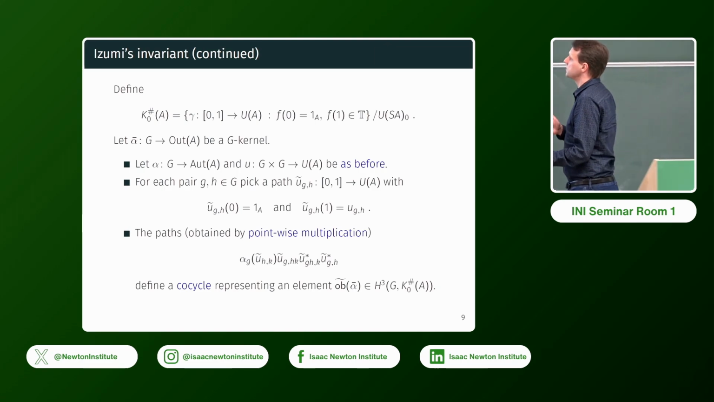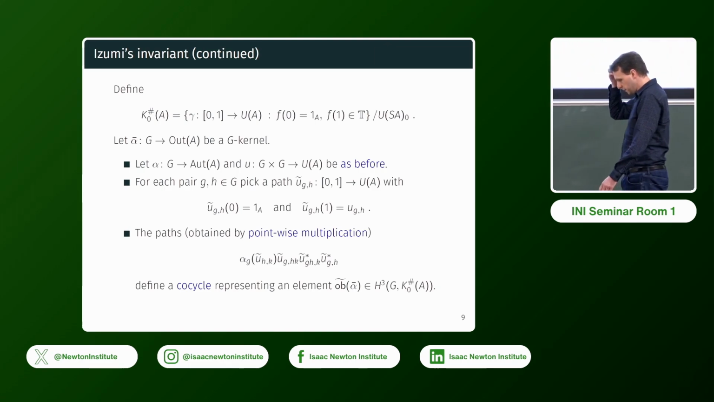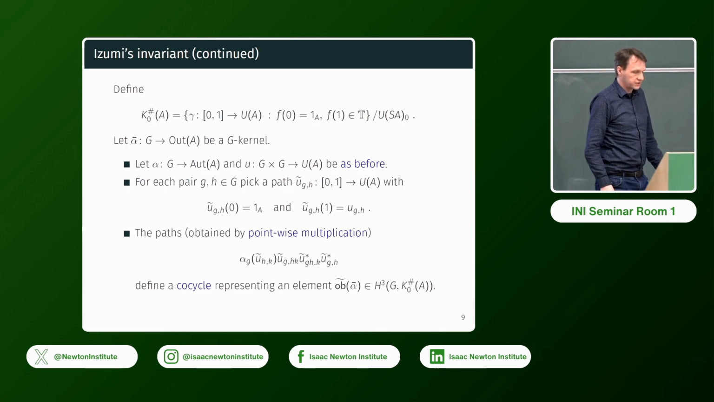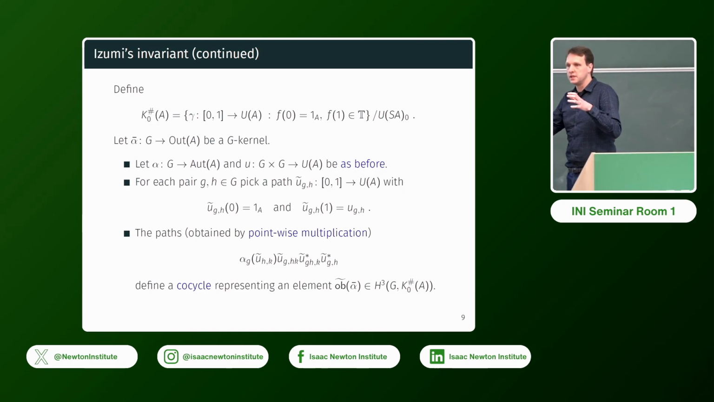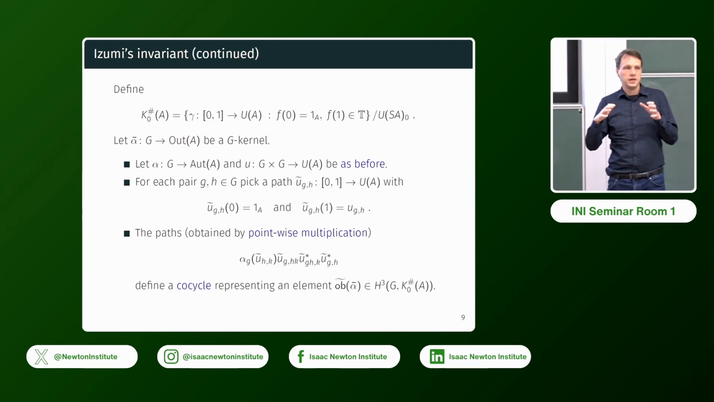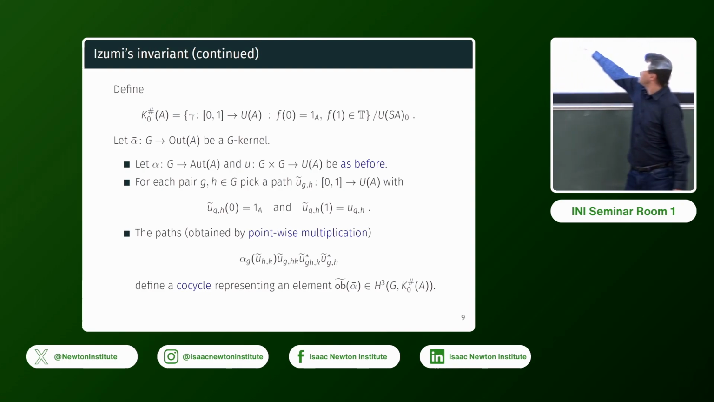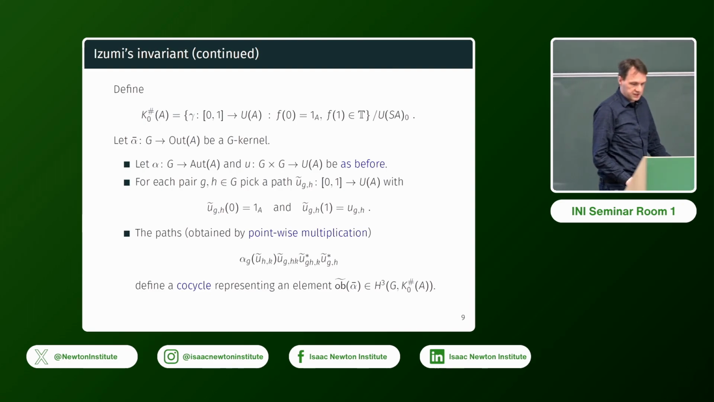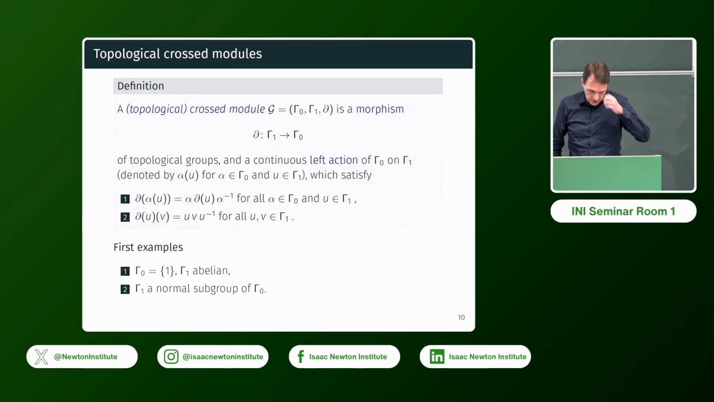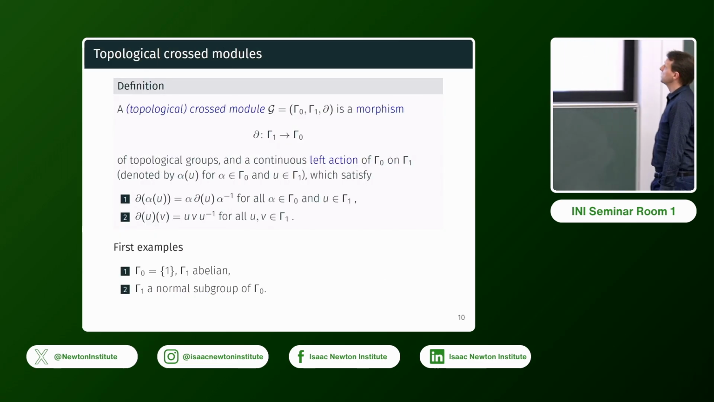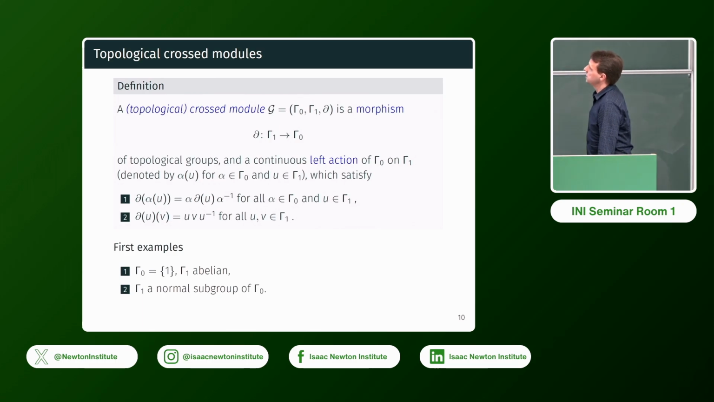So we've at least now seen two invariants for these G-kernels on C-star algebras. So the question is, can we somehow put them into some unifying framework that captures what's going on here? Because we're always doing the same thing here. So there should be something there. And there is, and to explain what's going on, I need to introduce an algebraic topological notion, namely that of a crossed module.